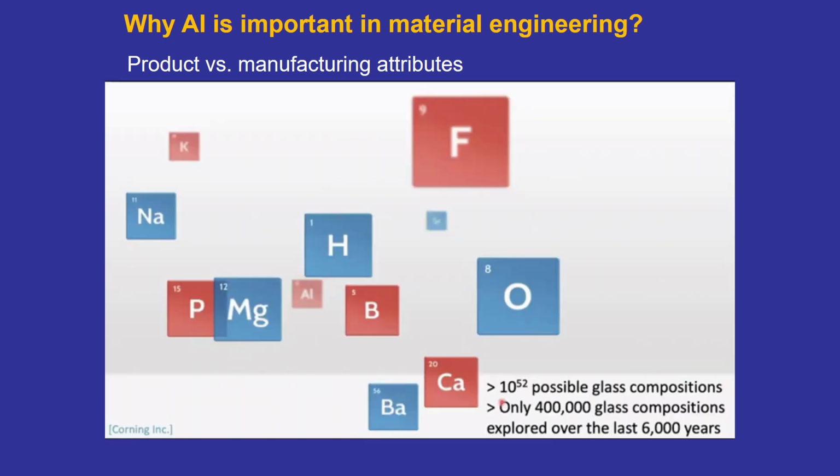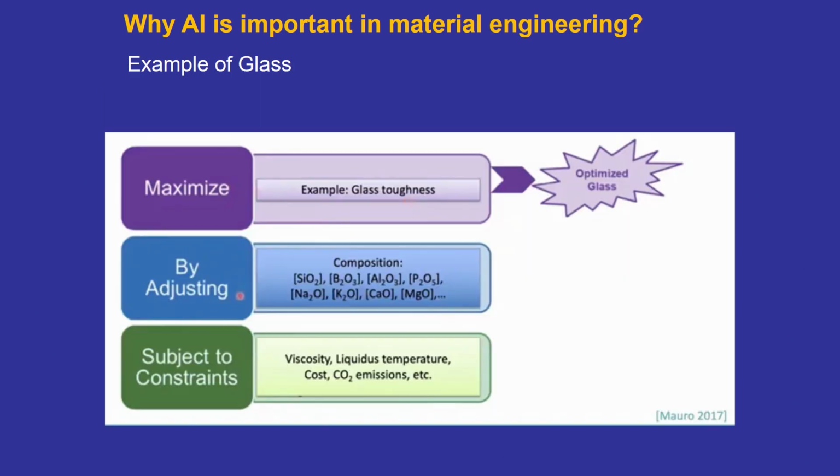So, that is why if you want to design new glass compositions, you see there are about 10 to the 52 possible glass compositions available, and only 400,000 glass compositions are explored over the last 6,000 years. So, that 10 to the power 52 is similar to the number of stars in our Milky Way galaxy, and we cannot explore it, it is impossible, that is a massive number. So, in the last 6,000 years you only explored 400,000. So, that is 4 into 10 to the power 5, 10 to the power 52 is much higher. Therefore, you have to use a principle called the optimization principle, and that is why it is required.